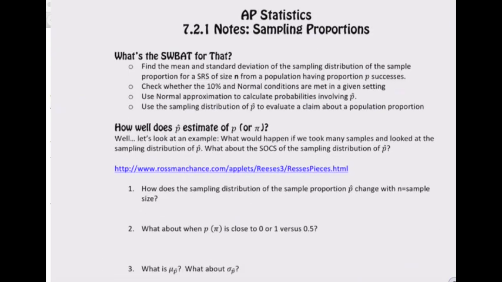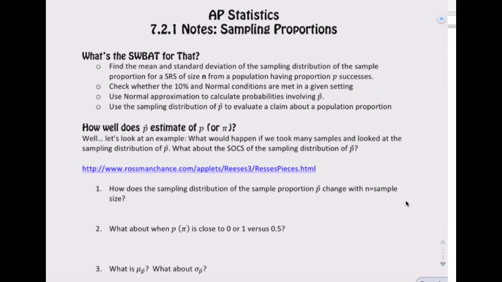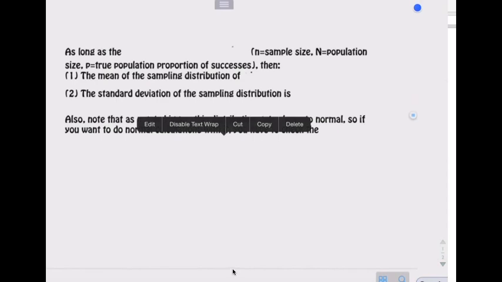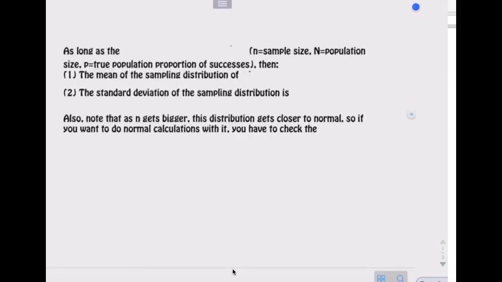So we're going to actually go into this mu sub p hat and then your sigma. Okay, so basically what you want to look at is that as long as your 10% condition is met, that your sample size is no more than 1/10 of the population, then you have these two conditions. Okay, so I'm going to write that down for you. So as long as the 10% condition is met, again, I apologize for the writing.